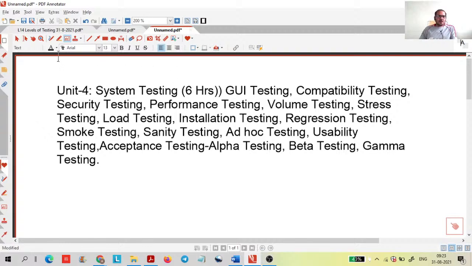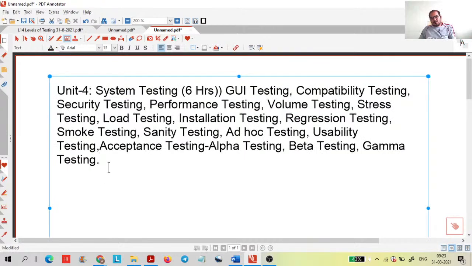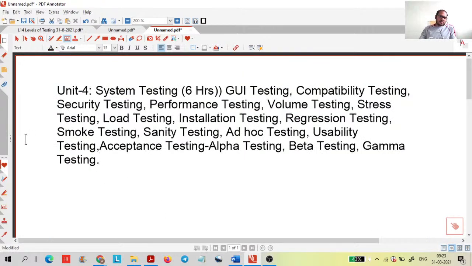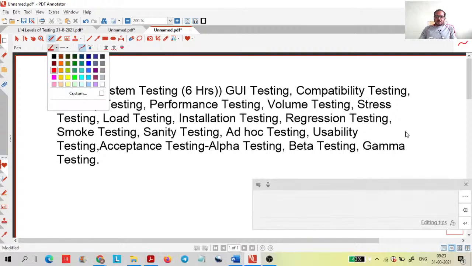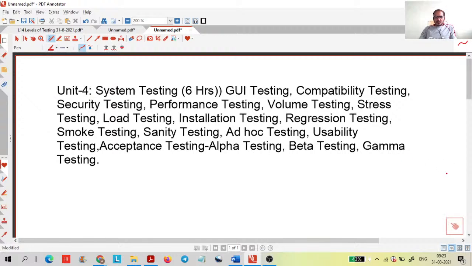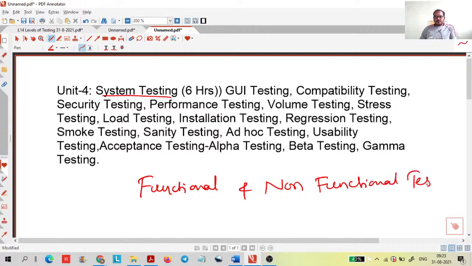And it is very important. No need to mug up, but it is required in the interview point of view also. It is very important for the interview. System testing consists of both functional and non-functional testing.